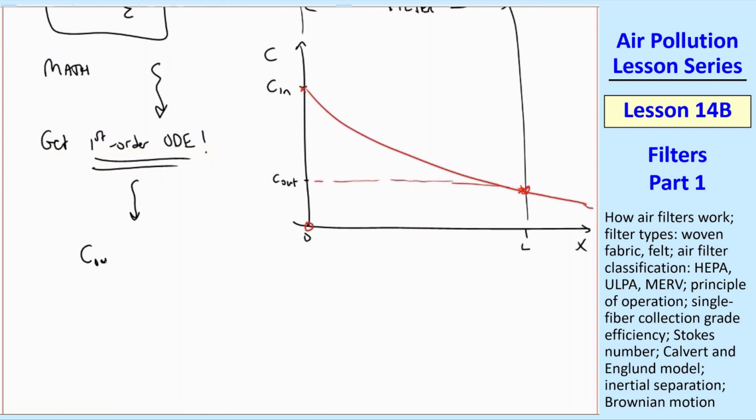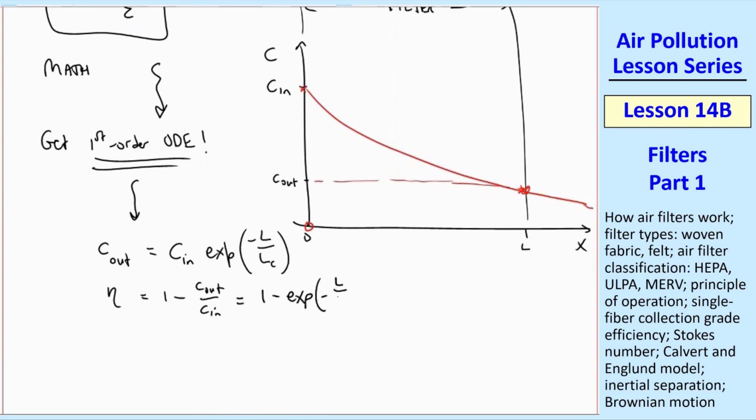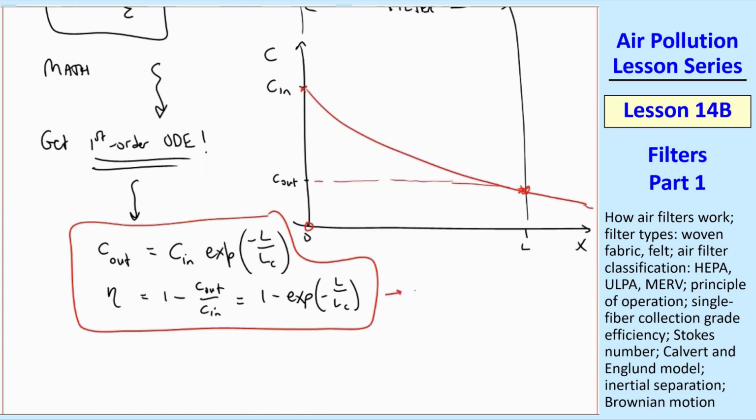We can get a result, just like our other equations for first order behavior: C out is equal to C in times e to the negative L over LC. And then you can make an eta out of that. Eta of the filter is 1 minus C out over C in, equal to 1 minus EXP of negative L over LC. And these would all be at one diameter, so we would use eta of dP as a grade efficiency, since this curve would vary with dP.